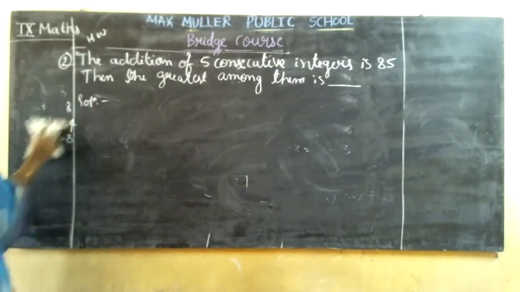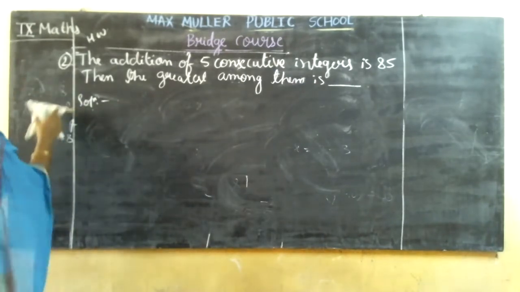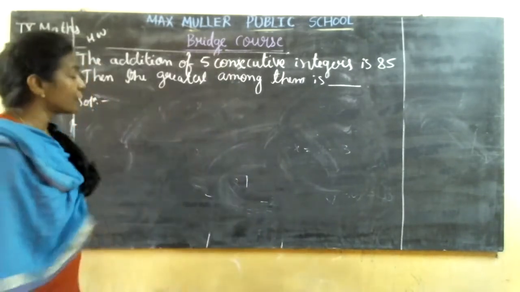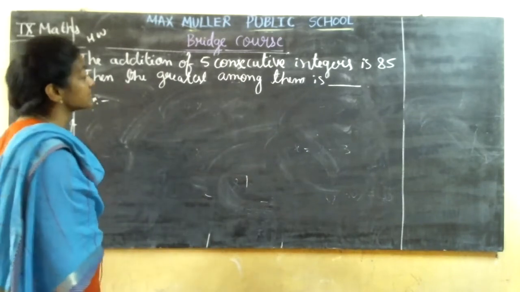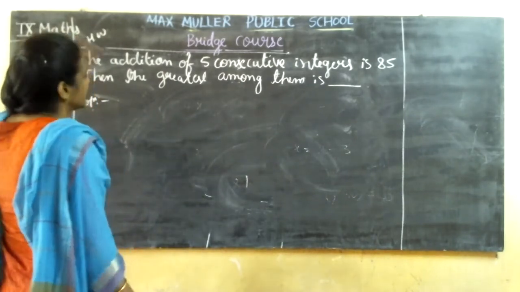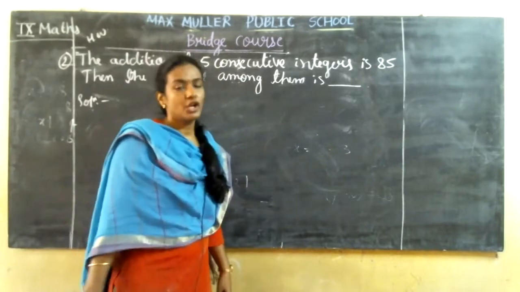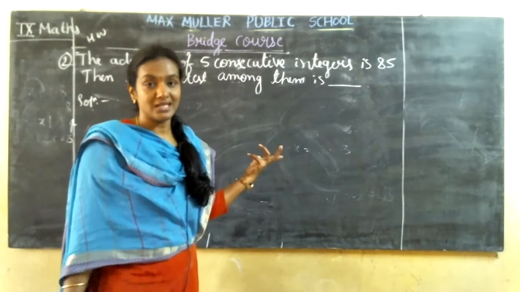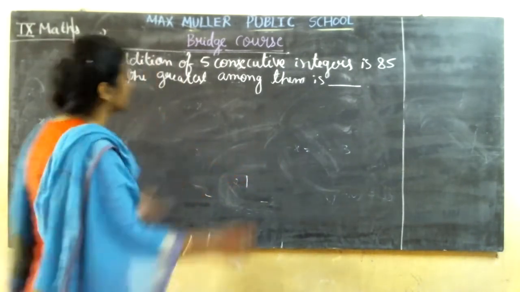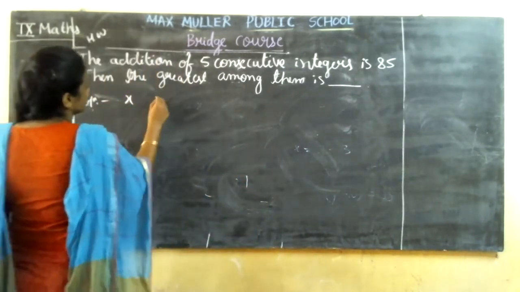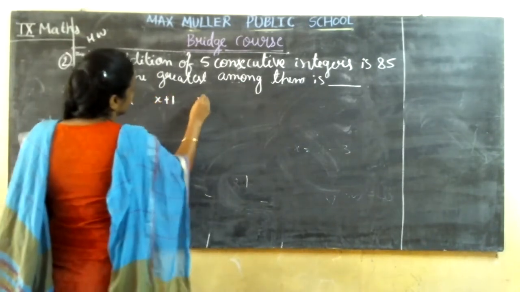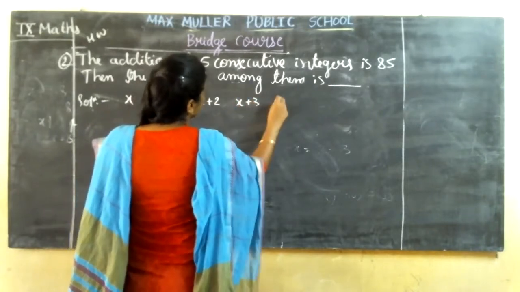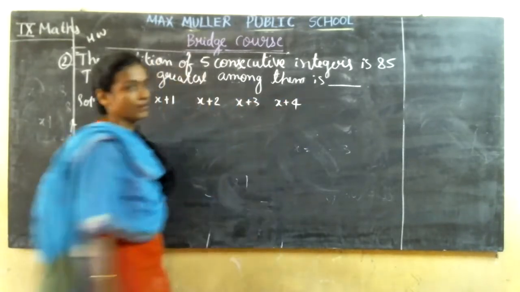Yeah? Yeah. The addition of 5 consecutive integers is 85. Then the greatest among them is... We don't know the integers here. They are given just as 5 consecutive integers. So let us take x as one integer, x plus 1 is another one, x plus 2 is the third one, x plus 3 is the fourth one, and x plus 4 is the fifth one.